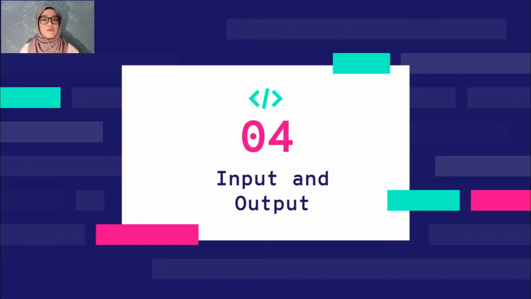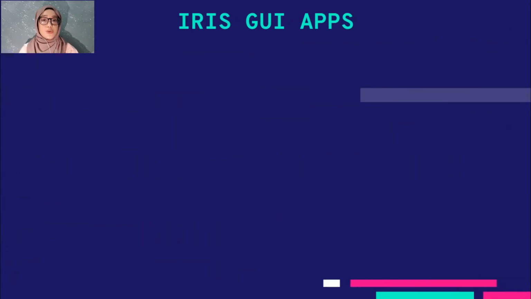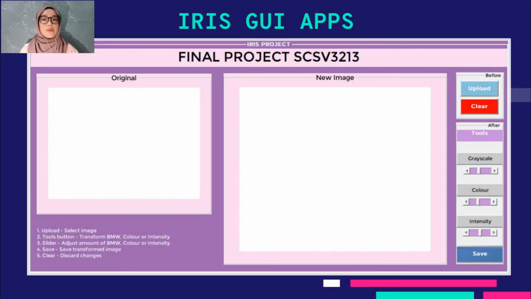Next is the topic of number 4, which is the input and output of the application. Here I will be showing 3 kinds of examples to show the features of our application. This is the Iris GUI application to proceed with the image transformation. As you can see, we provided a panel on the left to show the original selected image and a new transformed image on the right. We have also provided user guidance on the bottom left of the application. Not only that, our application tools are all easily used by being arranged in one section of the frame.